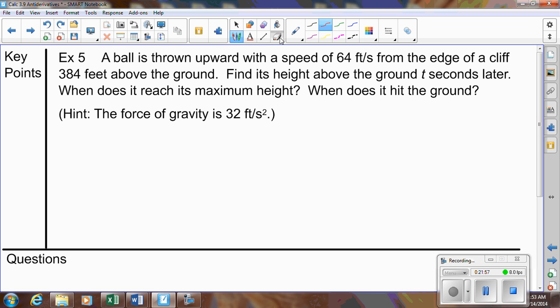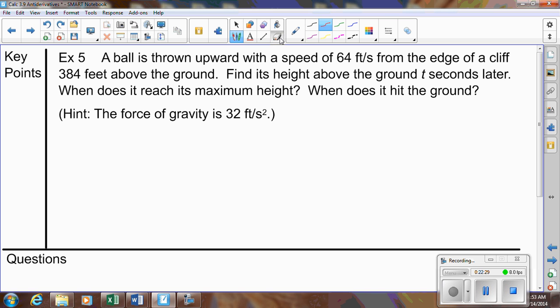Here is our last example. This is geared toward our learning objective of being able to describe motion by using antiderivatives. A ball is thrown upward with a speed of 64 feet per second from the edge of a cliff 384 feet above ground. Find the height above ground t seconds later. When does it reach its maximum height? When does it hit the ground?